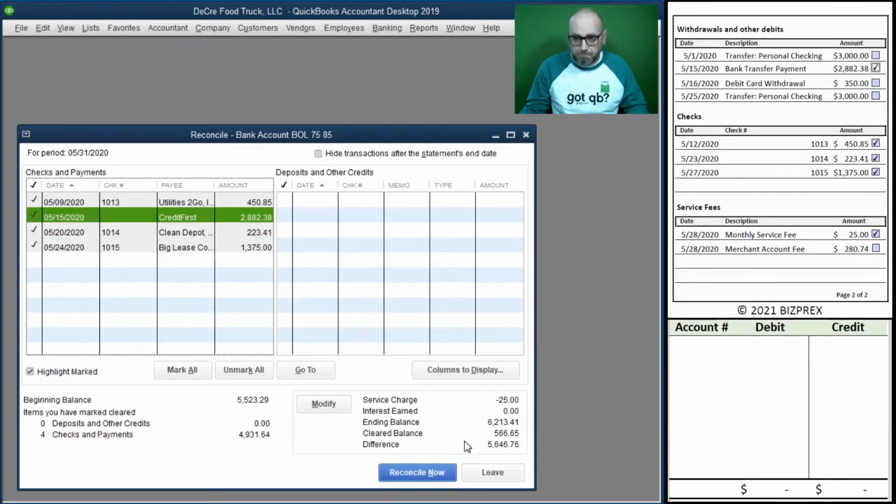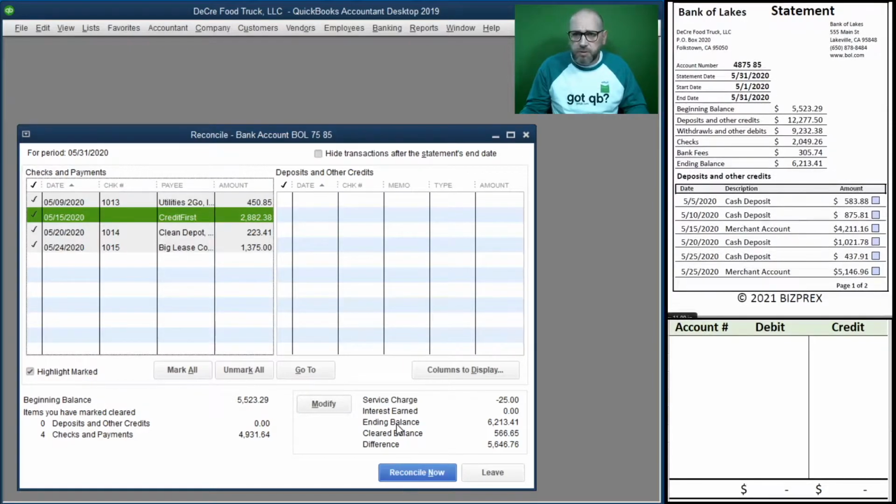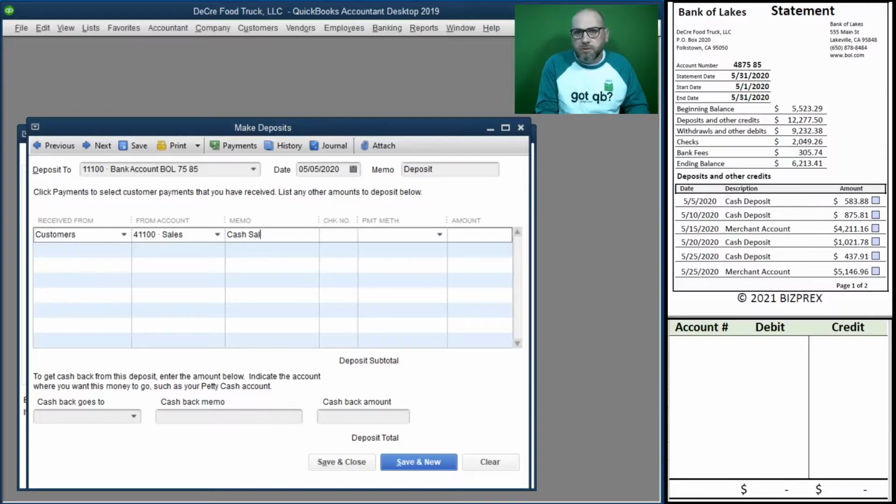However, we're not done reconciling. We still have a difference, and that's because you can see that we have some transactions that we still have to book. So let's go ahead and book our deposits first. Again, the wonderful feature of QuickBooks is that you don't have to exit the reconciliation in order to book additional transactions. So let's go ahead and make deposits. We're going to do cash sales first.